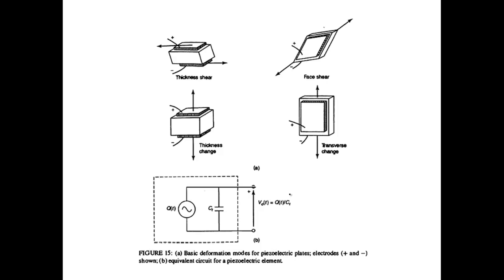Now this could obviously be put under stress or under force in different ways. We can have thickness change. This is thickness shear. This is face shear, and this is transverse change, where we try to actually compress or elongate in this direction.